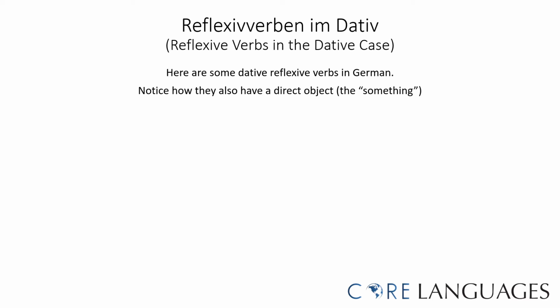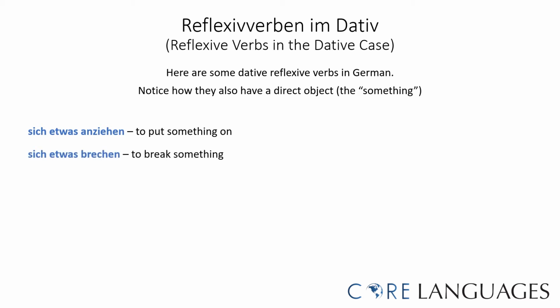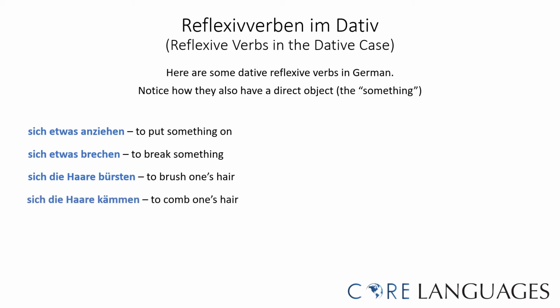There are several verbs in German that come with a reflexive dative pronoun. Notice how many of them in English will have the translation do something for oneself. Feel free to repeat after me. Sich etwas anziehen. To put something on. Sich etwas brechen. To break something. Sich die Haare bürsten. To brush one's hair. Sich die Haare kämmen. To comb one's hair.